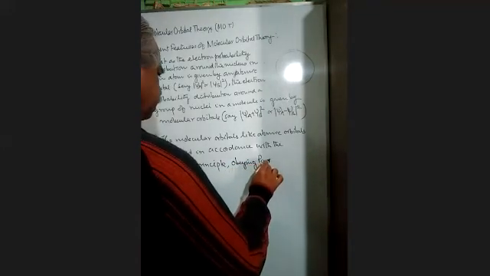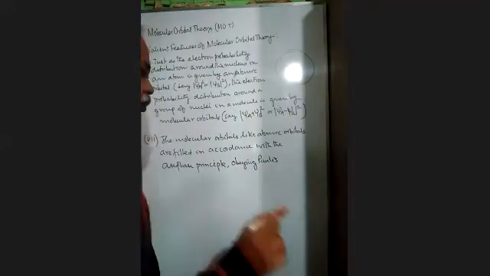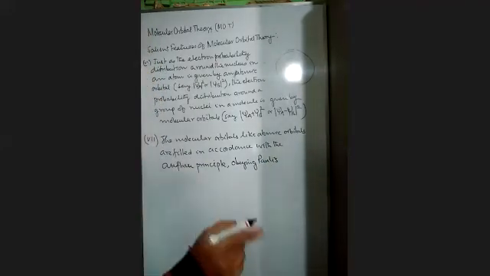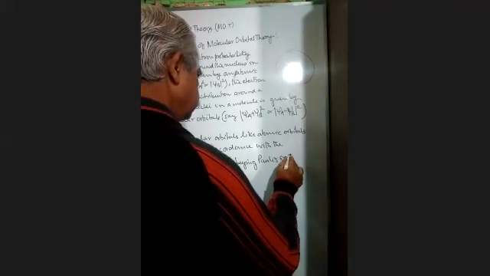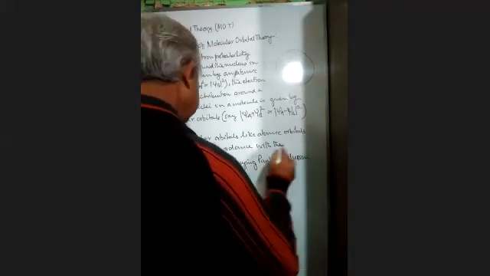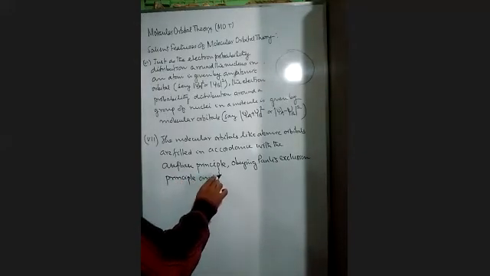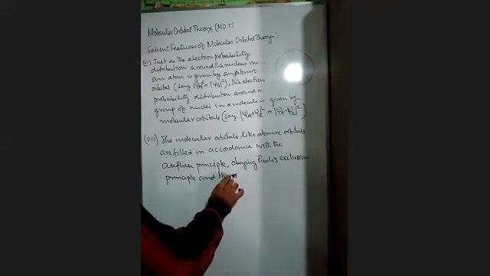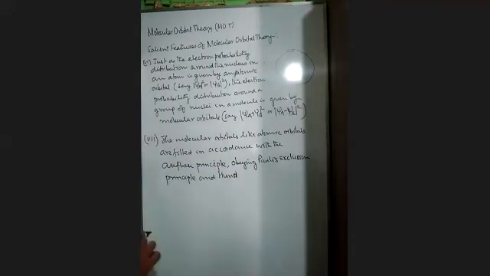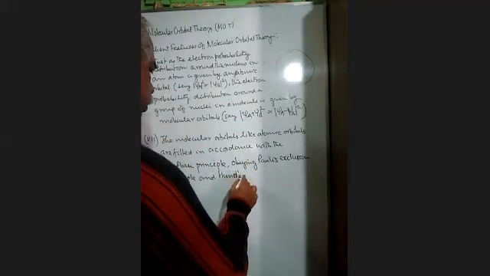Pauli's exclusion principle. According to Pauli's, you cannot put more than 2 electrons in an orbital. And Hund's rule. See, we write Px1, Py1, Pz1, d1 1 1 like this, having the same energy. Here also it is same. Hund's rule.